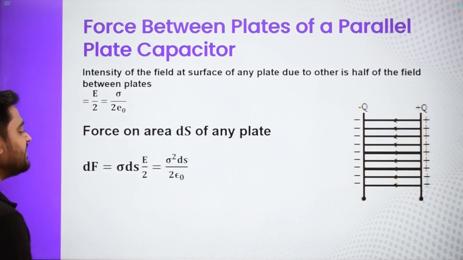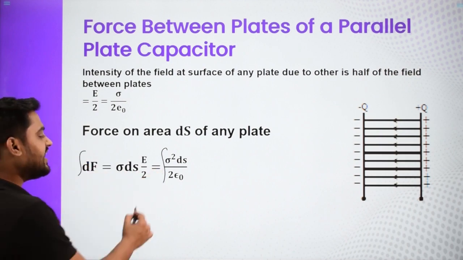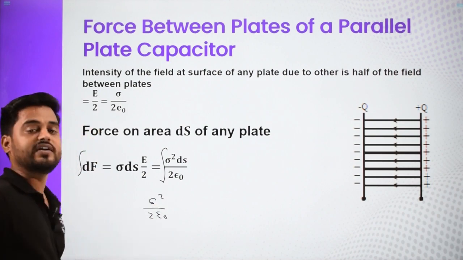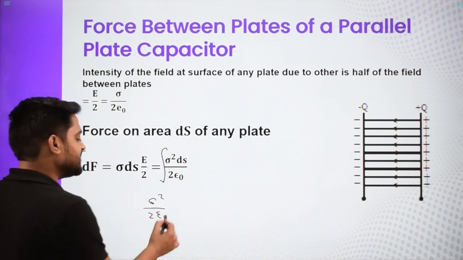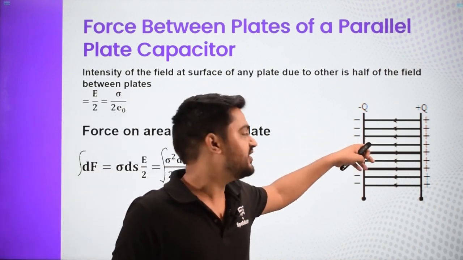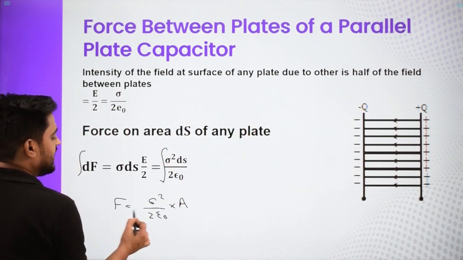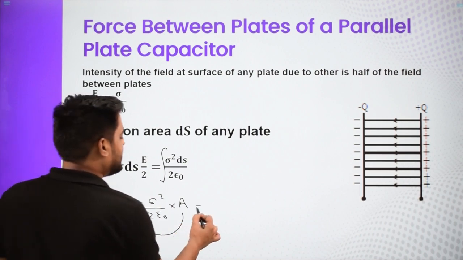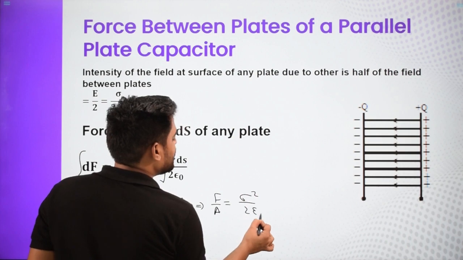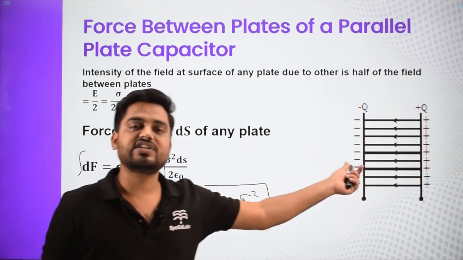If I have to get the total force, then what can I do? I can simply integrate my dF. Sigma square is a constant quantity, 2 epsilon naught is a constant quantity, then the integration of ds gives me the total area of the plate, because ds was a small area on this plate. When you integrate you get the total area of the plate, and that is my total force. If this area goes over here, then we get force per unit area, and that is sigma square by 2 epsilon naught, and this is the expression which you should remember.